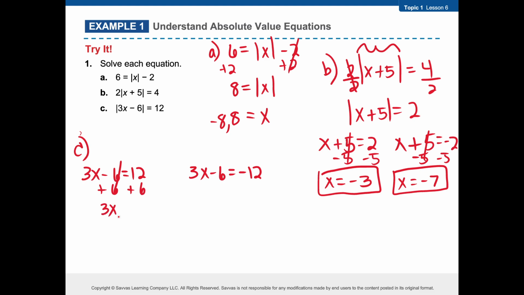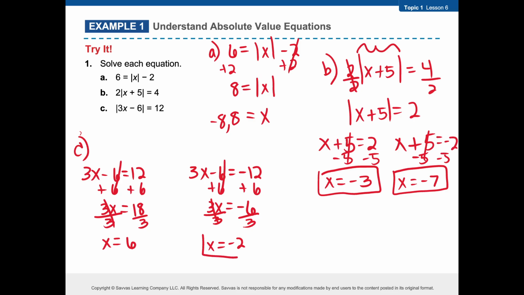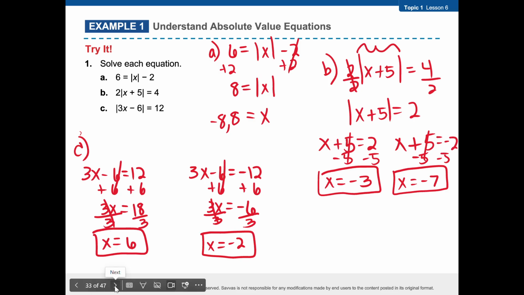Add 6 to both sides. 3x equals 18. Divide by 3, and x equals 6. Add 6 to both sides. Adding 6 to negative 12 is negative 6. Divide by 3, and x equals negative 2. So these would be your two solutions.